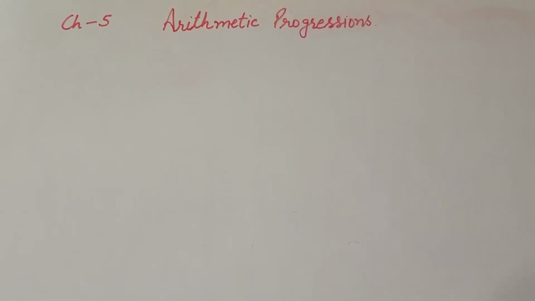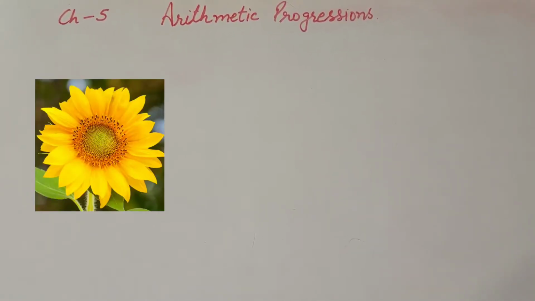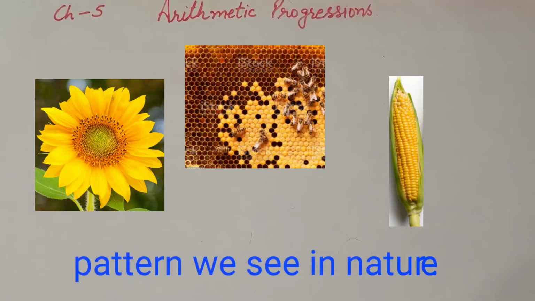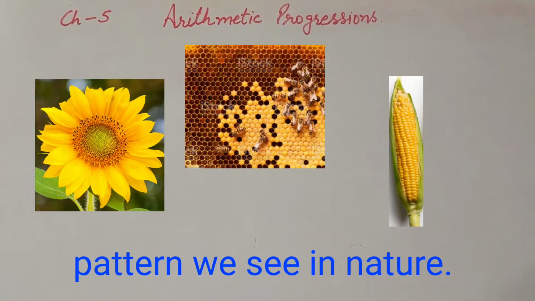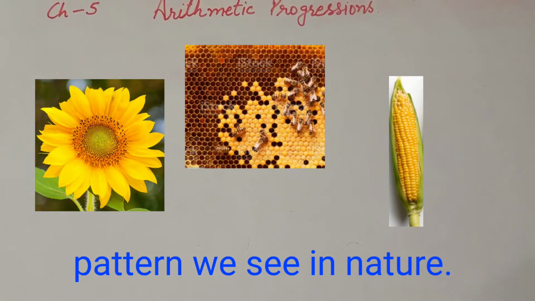In this video we discuss arithmetic progression. So we already know about patterns. We see patterns in nature, like in sunflower petals, honeybee hives, and corn. These all consist of a pattern. All these form in a particular pattern.